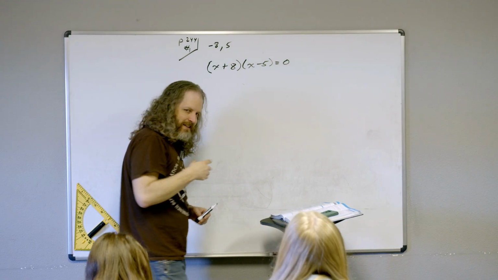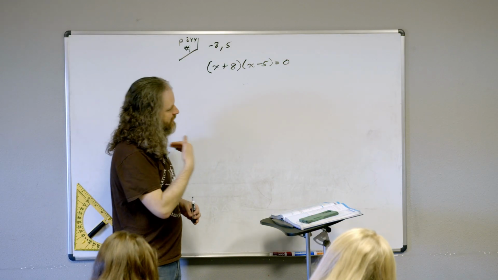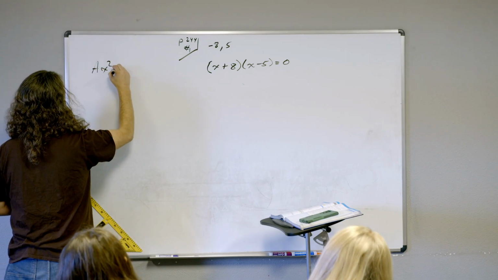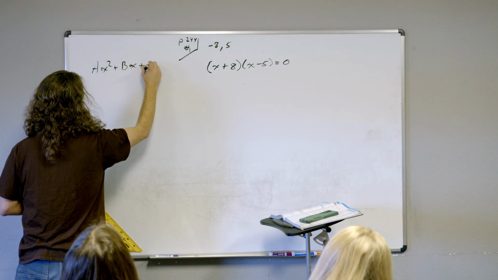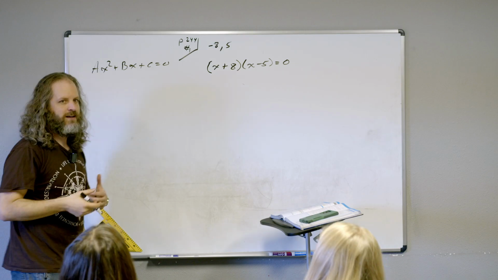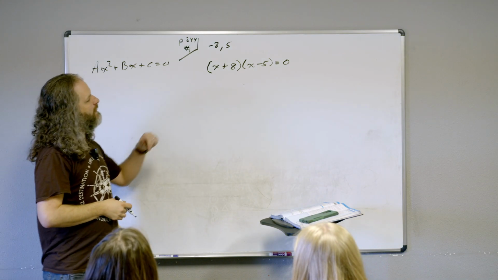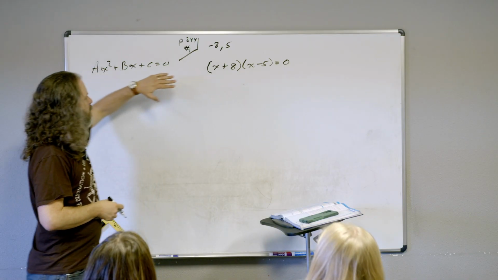Now this is not in standard form yet. Standard form is in descending order. Standard form of a quadratic is ax squared plus bx plus c equals 0. That's standard form. This is not in standard form. So how do we need to go about taking this and turning it into this form?